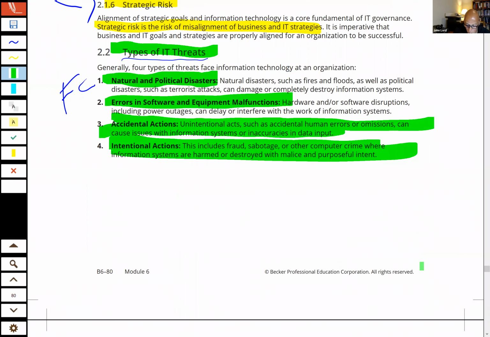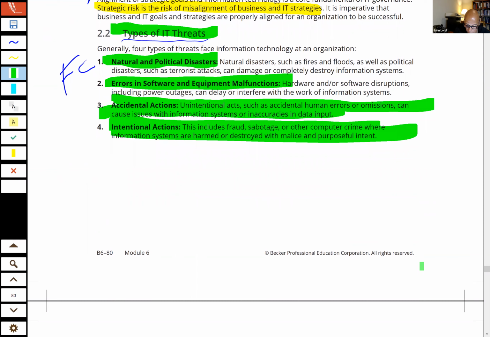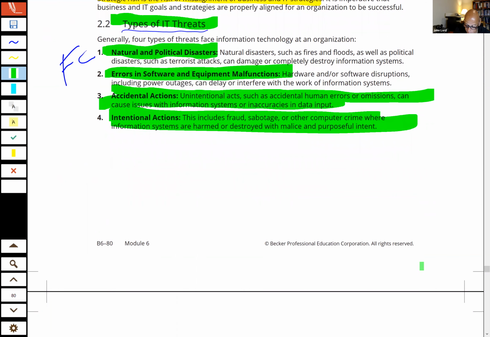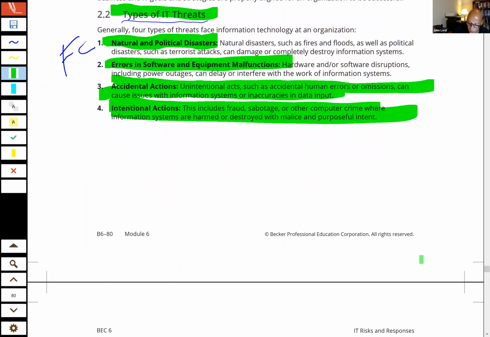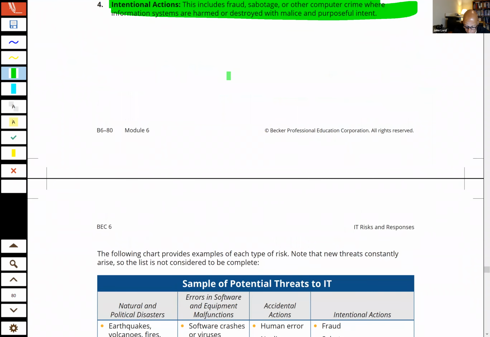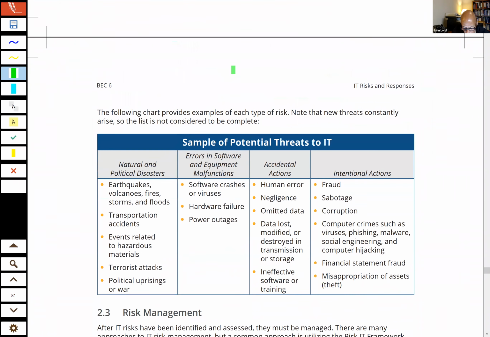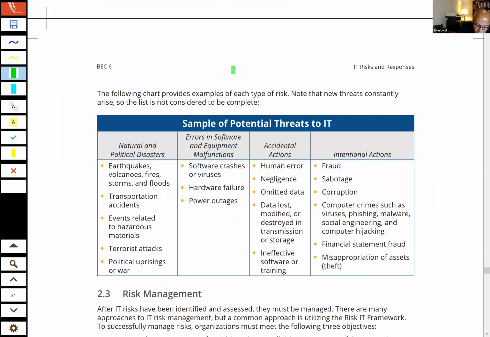So flashcard, the types of IT threats. Okay, good. And when we talk about natural and political disasters: fire, floods, terrorist attacks, right? I think we're getting a lot of those. And so when you take a look at this flashcard, I call this the 2020 flashcard, although it's looking like it could also be called the 2022 flashcard, in which everything happened.